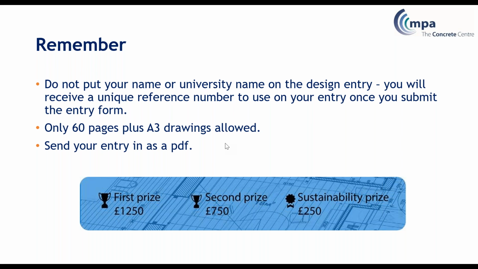You will be marked, as it were. You'll be downgraded if you go over those 60 pages. But the A3 drawings are in addition to the 60 pages. And please send your entry in as a PDF, because we're not at the office yet. There's nobody there to pick up the paper entry. So please send them to us as a PDF.